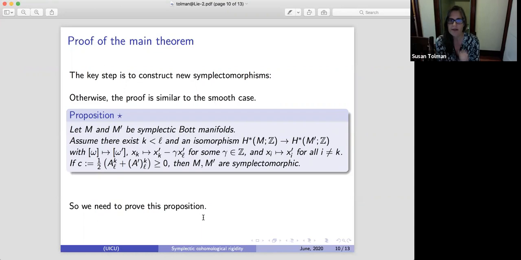I also need a technical condition: remember I had this matrix A, and I want that if I take the LK-th component of these two matrices and add them, I get something non-negative. That's easily fixed just by flipping the varieties over. So what I'm going to focus on for the rest of the time is how to prove this proposition, how to construct my new symplectomorphism. Are there any questions? Okay, so I'll start talking about how to prove it.